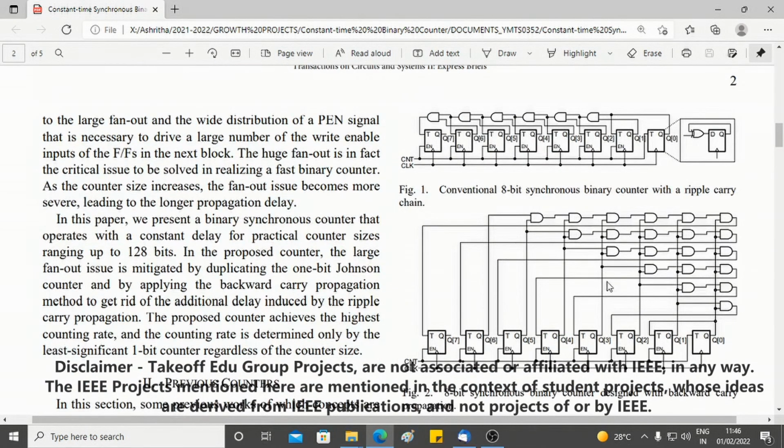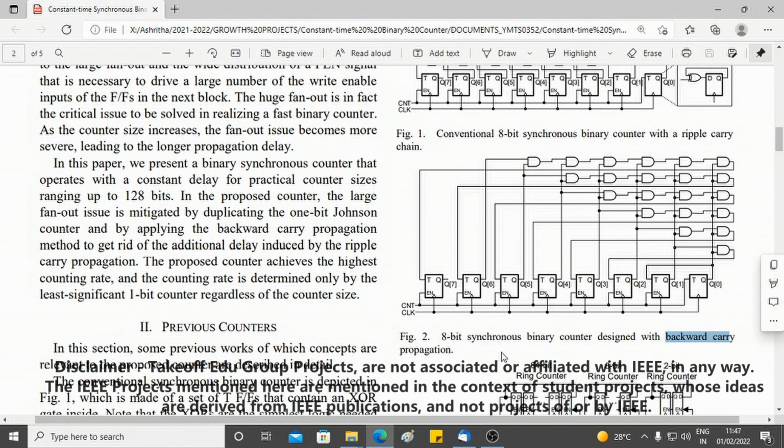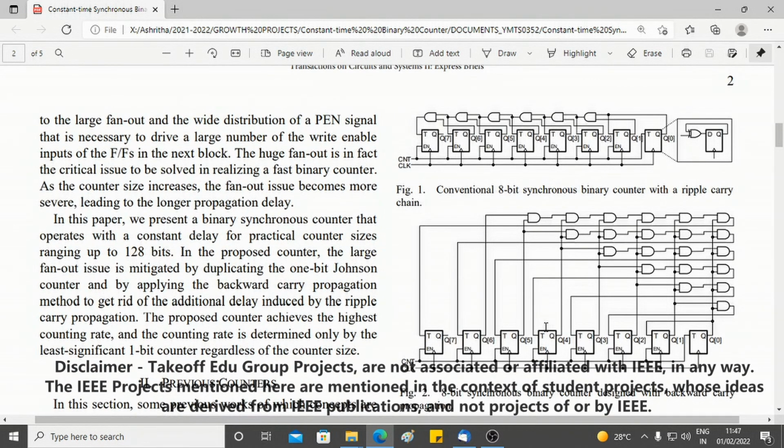So what is this backward carry propagation? For every individual flip-flop, a chain of AND gates is implemented, and the output is directly given as input to the next flip-flop. In such a way, individual gate links are provided for each flip-flop, so that backward carry propagation is given, and the overall delay of the 8-bit synchronous counter is reduced compared to the conventional one. In such a way we are trying to improve the performance of the counter design.